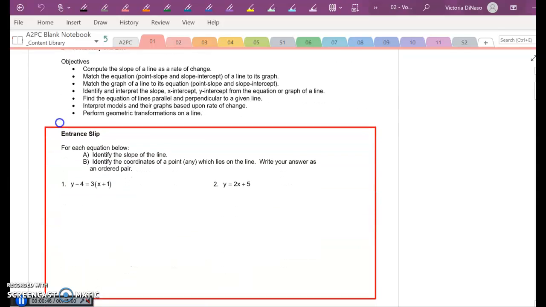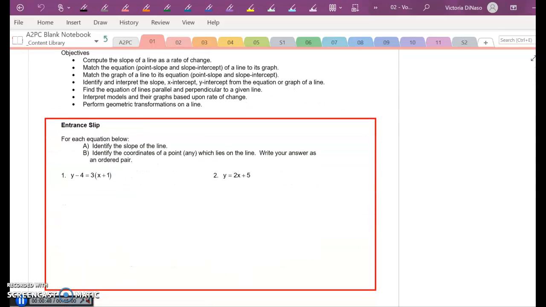For this entrance slip, as we begin, for each equation below, you're going to identify the slope of the line. And then in part B, you're going to identify the coordinates of a point which lies on the line, and you're going to use what's actually given. So you're not going to be plugging anything in. You're not going to try and figure out what x is if y is this, anything like that. And then you're going to write your answers in ordered pairs. So go ahead and pause the video and work on this entrance slip.